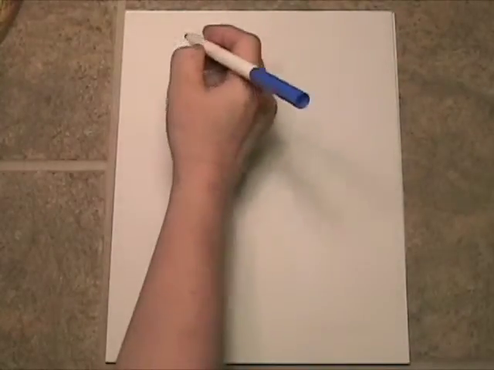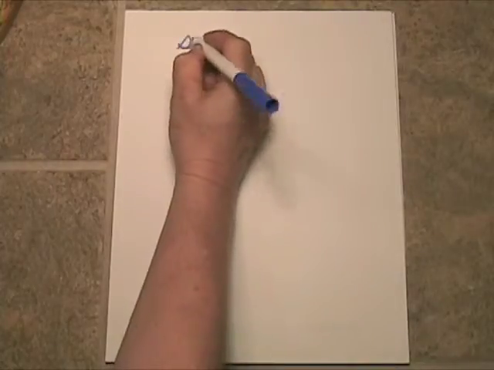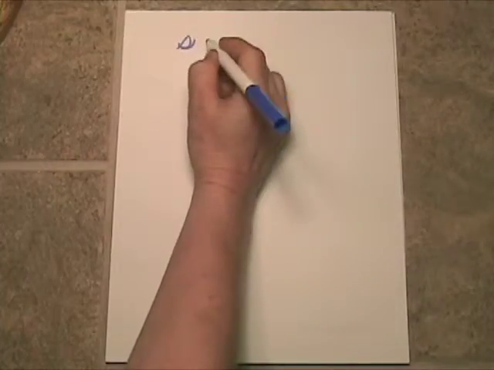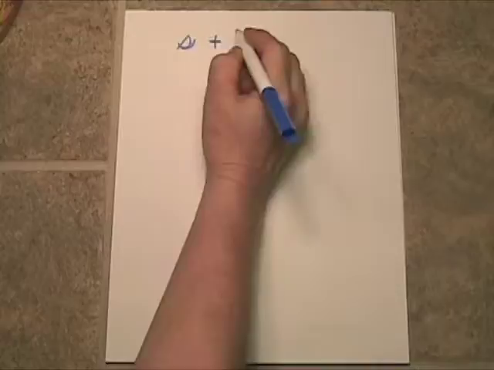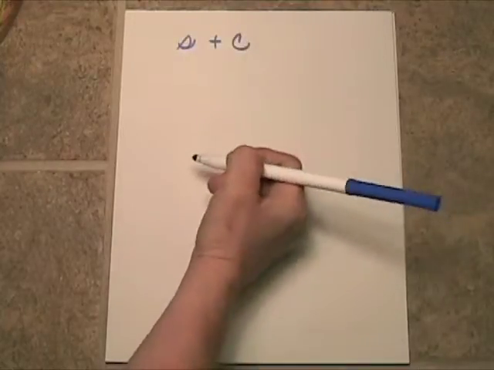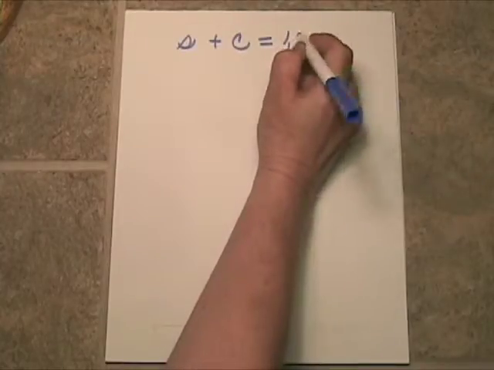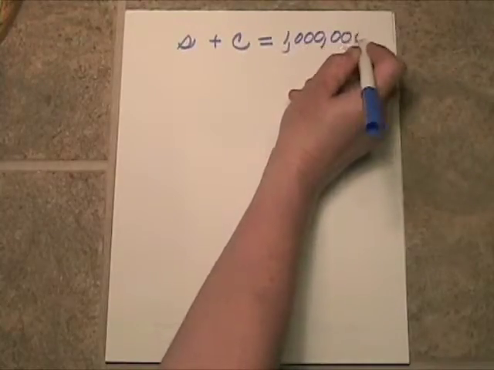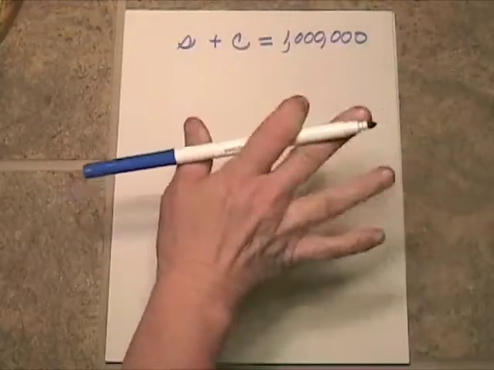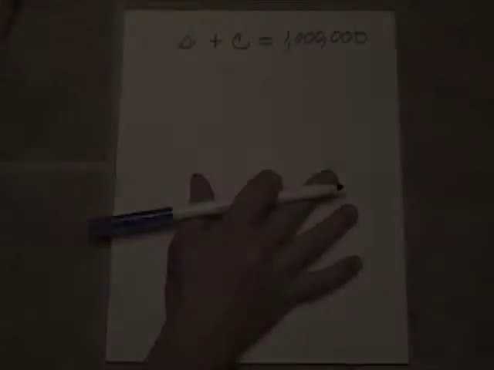She's just going to need to set up a system of equations. Okay? Now, she's going to have some money going into stocks, so we'll call that S. And she's going to have the rest of it going into CDs, so we'll call that C. And the total that's going to be invested is a million. So there is the first sentence that we know is true about her money situation.